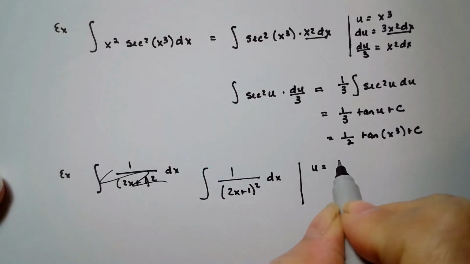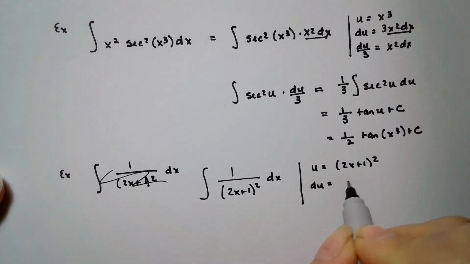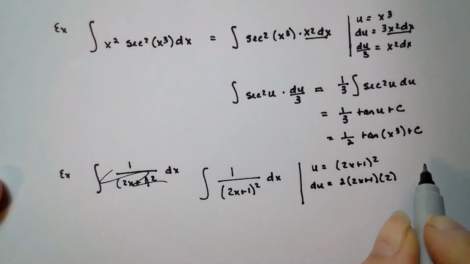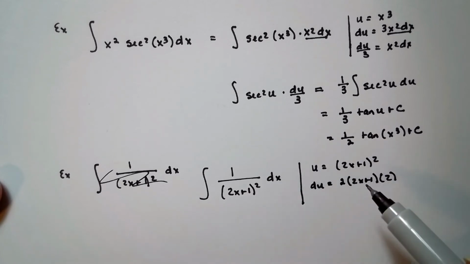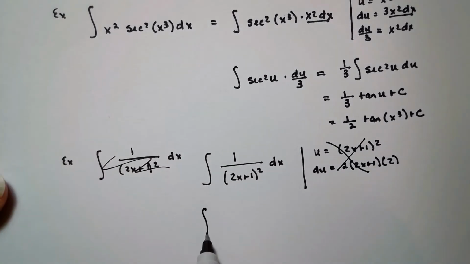If u is equal to (2x plus 1) squared, then du is going to be equal to 2 times (2x plus 1) to the 1 times 2, or 4 times (2x plus 1). And you don't see anything remotely close to that being multiplied by dx. It's a 1 times dx. So that should be a red flag. We're going to do it like this.